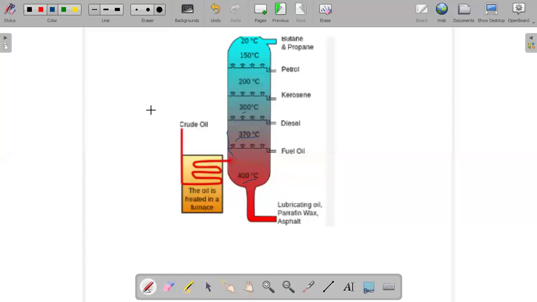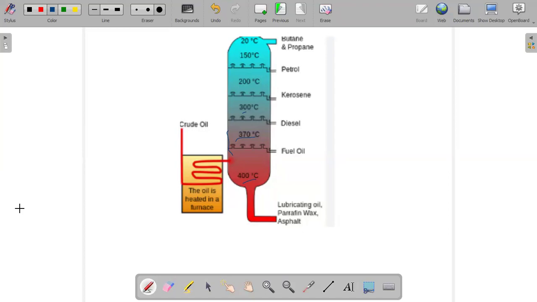Yes. Who had doubt about this? Is it clear to everyone how we can separate out the substances by the process of fractional distillation? Yes, sir.